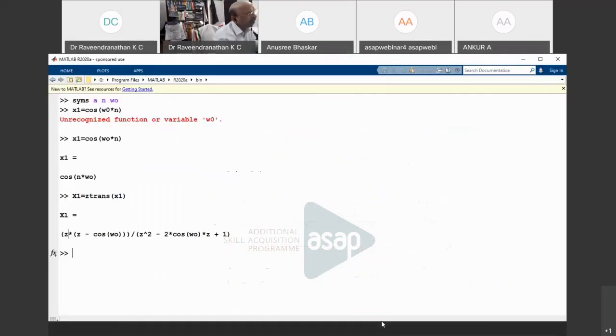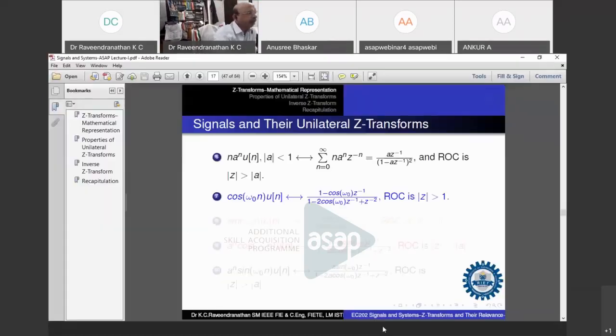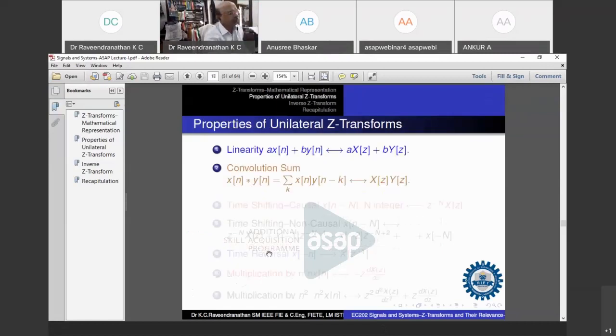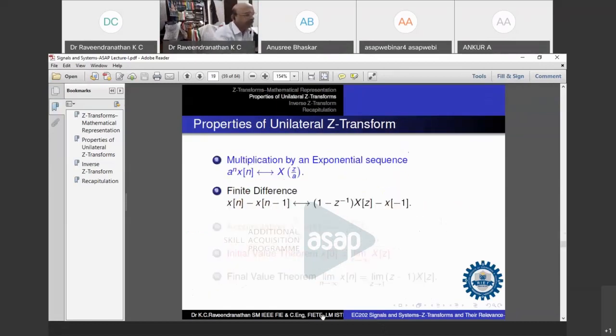Then, in fact, we can do the inverse also. So I write the inverse answer as iztrans of x1, right? You got back the original statement, right? This one and this one are same. We will continue with the presentation. We'll also see how to plot the poles and zeros. I think we can do that right away.